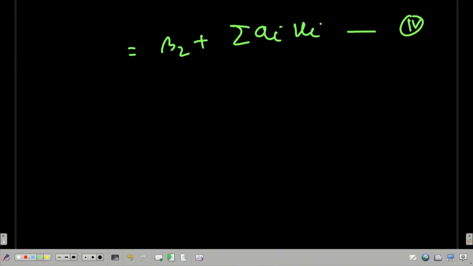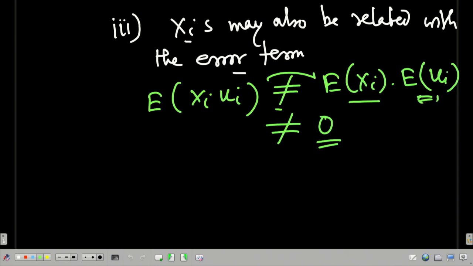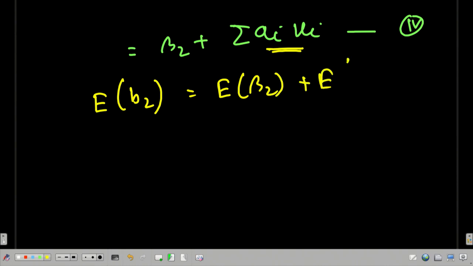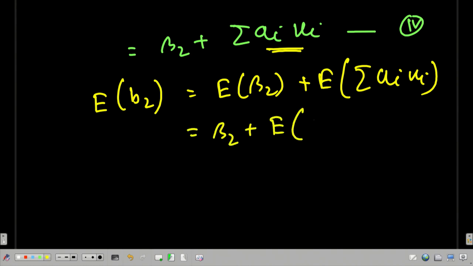Now, from my equation 4, go back to the previous condition that we have seen, if the x_i's are related to the error term. So if x_i's are related to the error term, what will happen? Let me use a different color. If I take an expectation of beta 2 here, it will be expectation of beta 2 plus expectation of summation of a_i u_i. So this is going to give you beta 2, but this one is not going to give you a value of 0, because a_i and u_i are correlated.